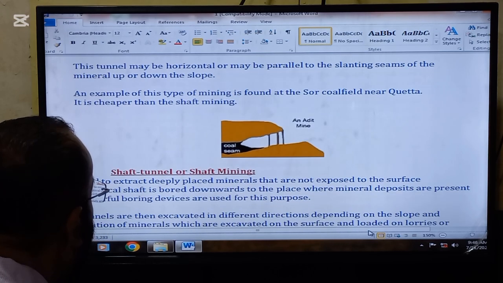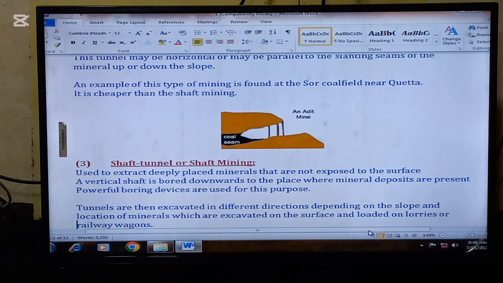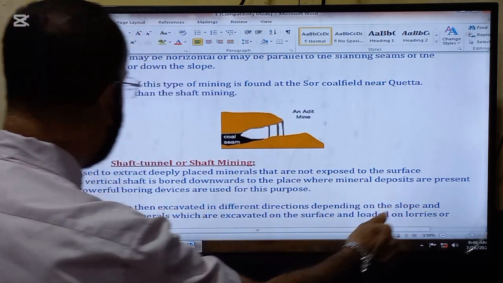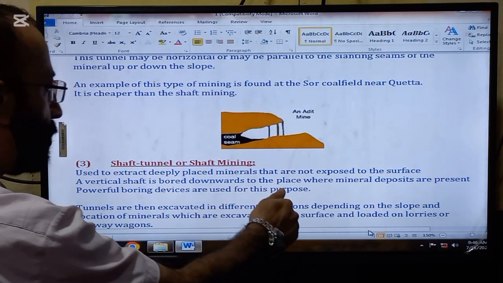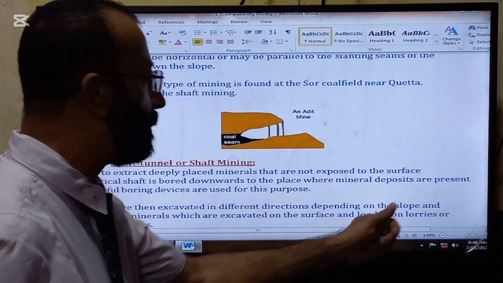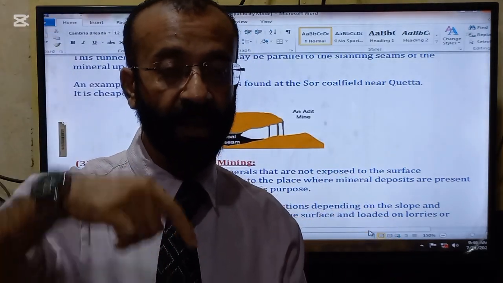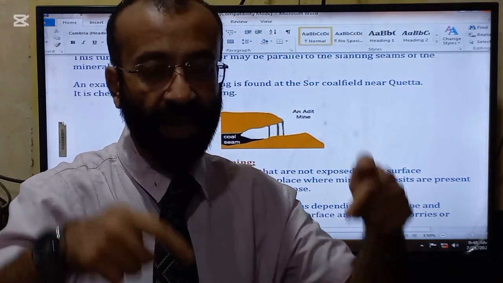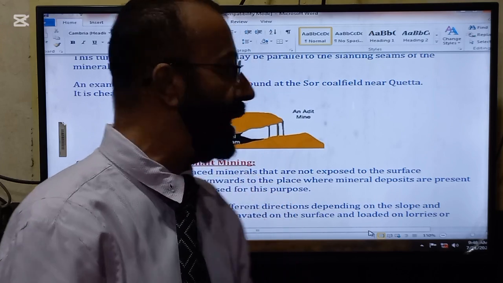The next method that we are going to read is the shaft tunnel or shaft mining. This type of the method is used to extract deeply placed minerals that are not exposed to the surface. A vertical shaft is bored downwards to the place where mineral deposits are present. So this is very expensive and hard-working method. So vertical drills are made to reach to the deep inside minerals that are found into the earth.